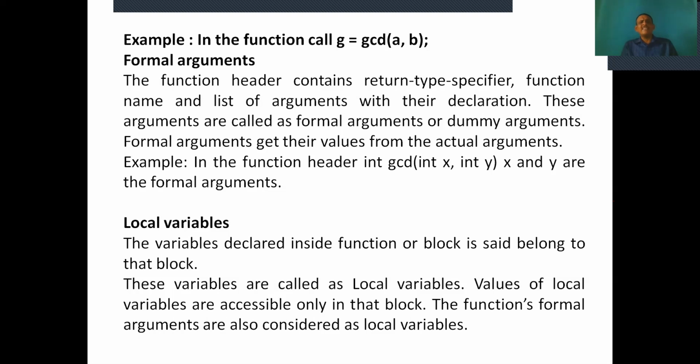Formal arguments get their values from the actual arguments. From where are they getting the values? In general, you can say that these formal arguments are nothing but the arguments present in the called function. They are called formal arguments because these arguments take their values from the actual arguments.